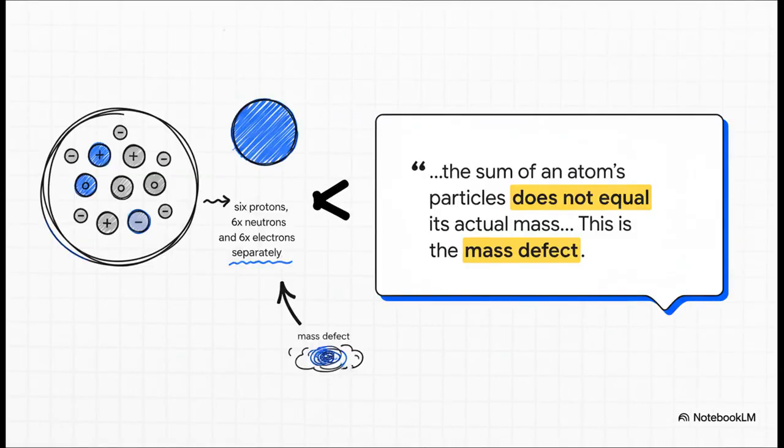But before we go, there's one last little mystery, a real head-scratcher. If you take the parts of a carbon atom, 6 protons, 6 neutrons, and 6 electrons, and weigh them all separately, and then you weigh a fully assembled carbon atom, the parts actually weigh more than the finished product. Some mass just vanishes. They call this the mass defect.